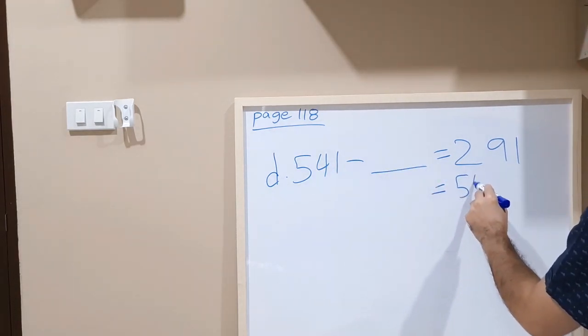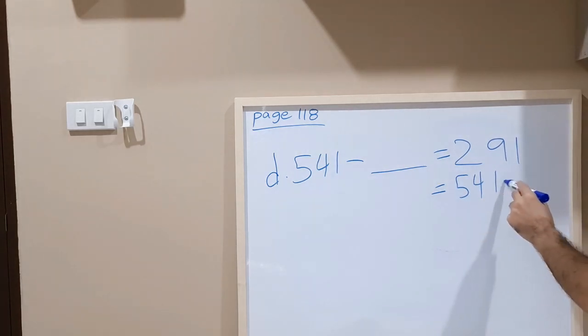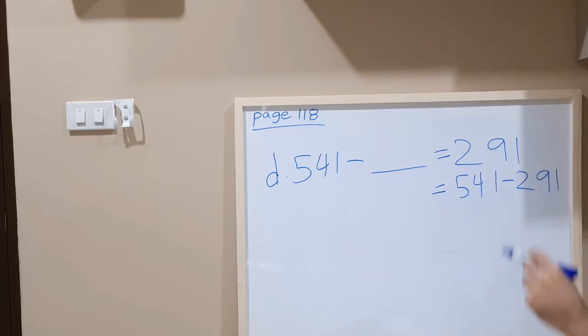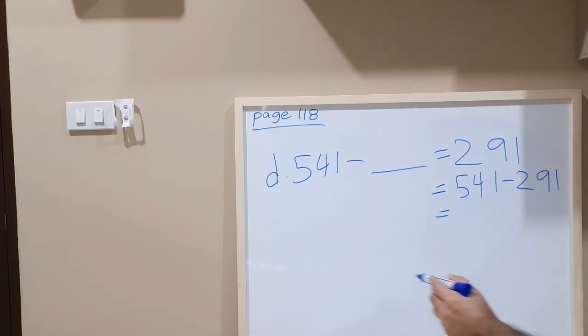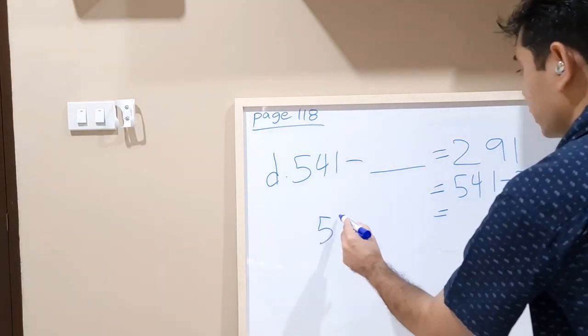541 minus 291. Okay, so 541 take away 291 will give you, okay, let us subtract.